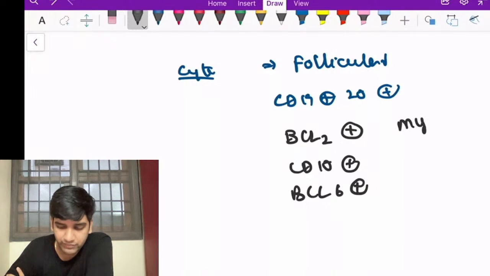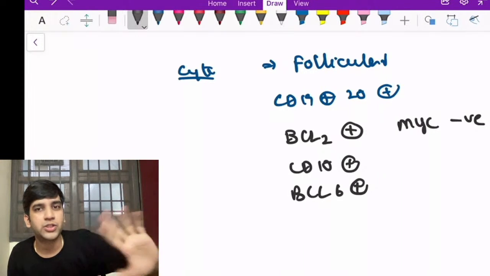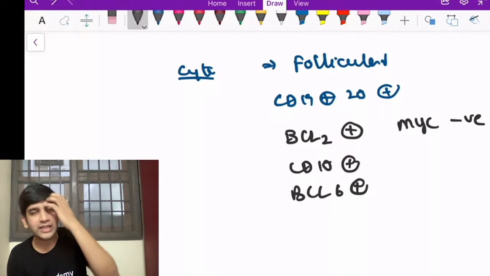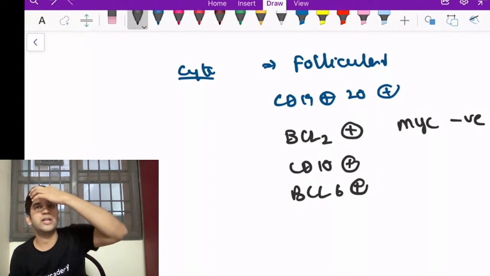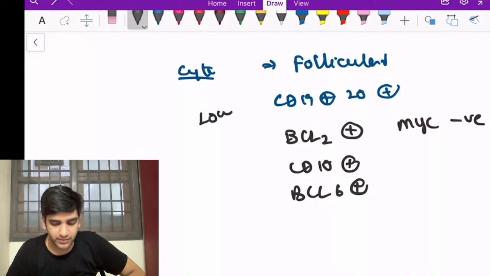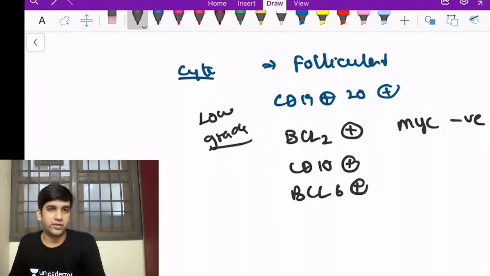What do you think will happen to MYC? Negative. Because once it comes to centrocyte, the role is to maintain the population, not to proliferate much. So MYC becomes negative. So with this understanding, can I say that follicular lymphoma is a low-grade lymphoma? It has to be a low-grade lymphoma, right? MYC is negative, so it has to be a low-grade lymphoma.